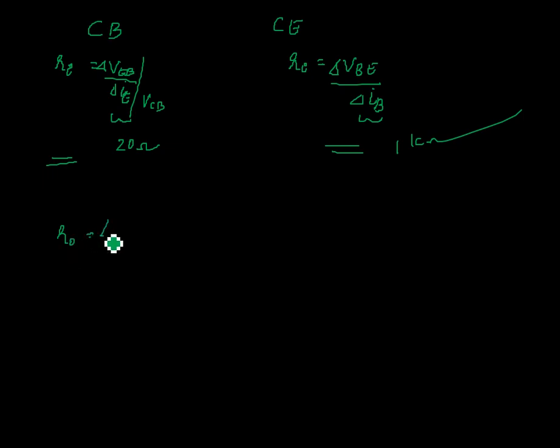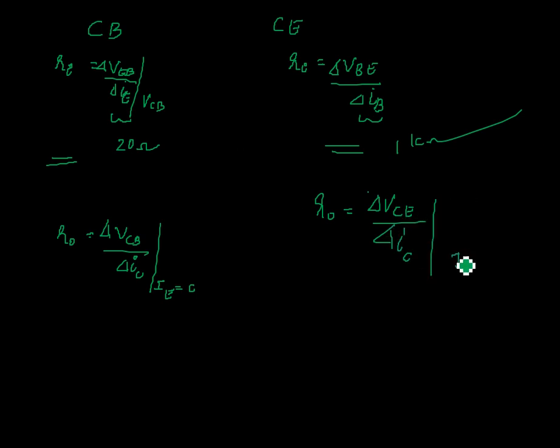It is given by delta VCB, the output voltage by output current, for constant input current. For common emitter configuration, it is RO equal to delta VCE divided by delta IC, the output voltage by output current for constant input current, which is IB. IB equal to a constant.